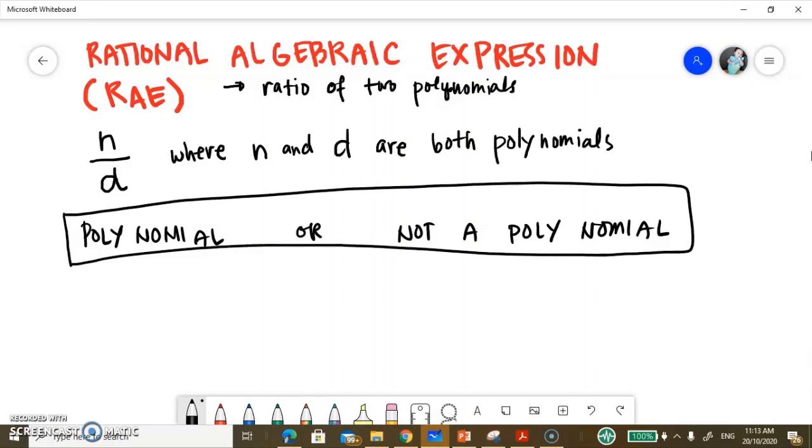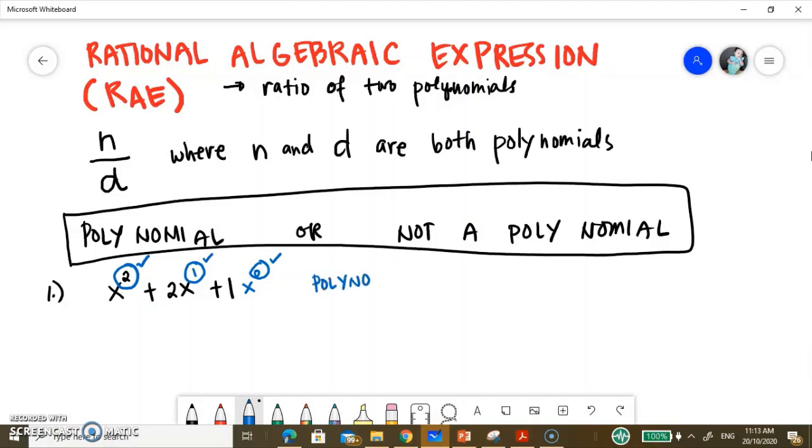So let's find out if it's a polynomial or not a polynomial. For example, if you have x squared plus 2x plus 1. Okay, so let's check our exponents. Our exponents need to be whole numbers. So, tama yan. Positive. The exponent of this is 1, right? So, it's also a whole number. And then for this, of course, the exponent is 0. So, 0 is still a whole number. Okay, so therefore, this is considered a polynomial.